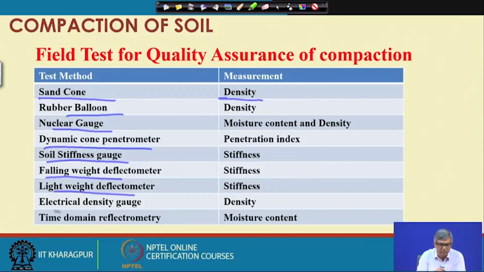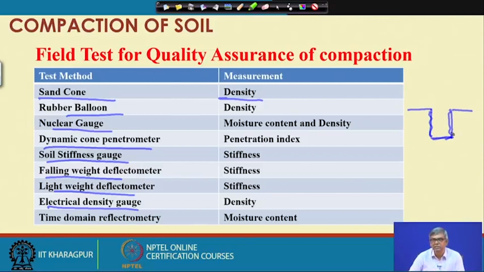There are so many equipment nowadays available, but the easiest way is the sand replacement method. We make a hole or pit in the site, collect the soil, and find out the weight and moisture content. Whatever pit we make in the ground surface, generally you cannot make a regular shape; it may be an irregular shape. So, you have to find out this volume.